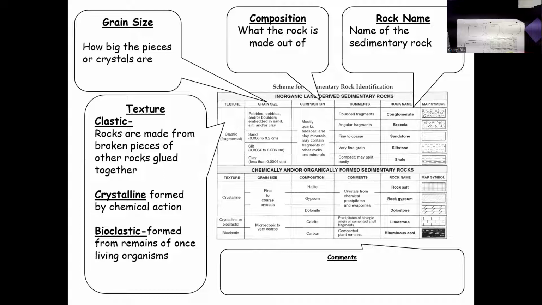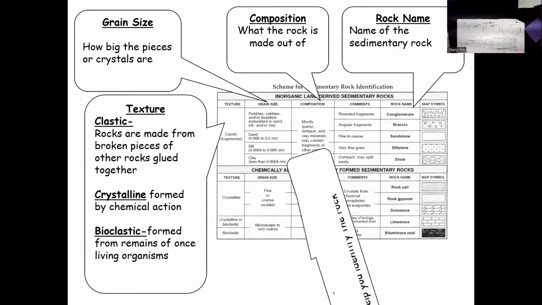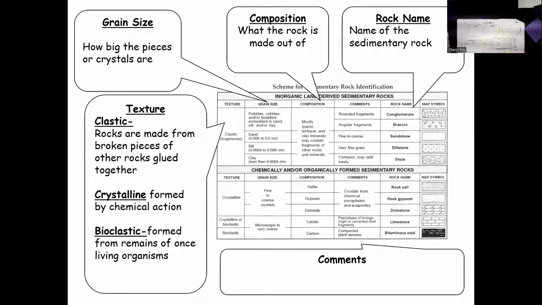The last section is the comment section. Comment section is, sometimes it helps, like for here, conglomerate and breccia, they have the same grain size, the same composition. The only thing that separates them is conglomerate's made out of round fragments, where breccia is made out of angular fragments. So sometimes it helps. The next three kind of really doesn't help much at all. Here it tells you how they form. The comment section might or might not help. It tells you a little bit of the rock, may help you identify it. Sometimes it won't.